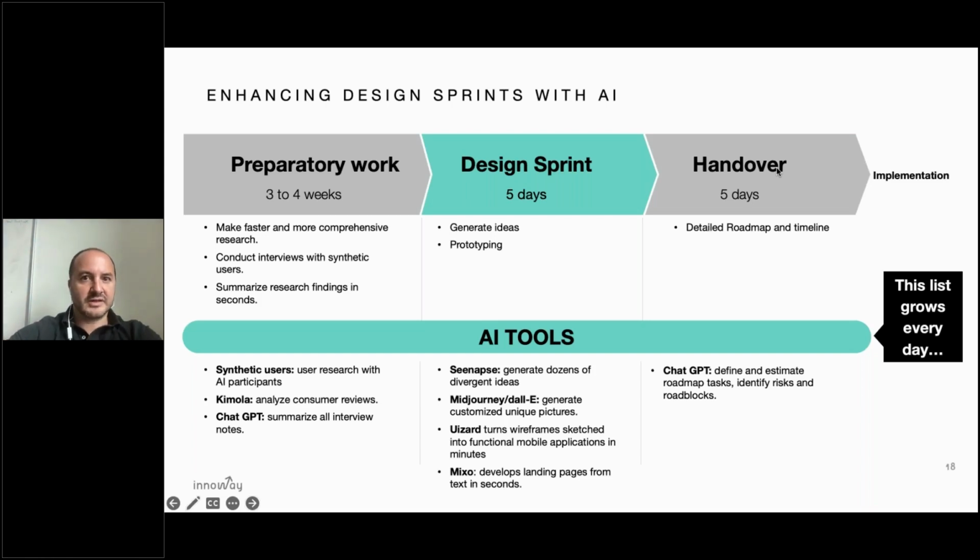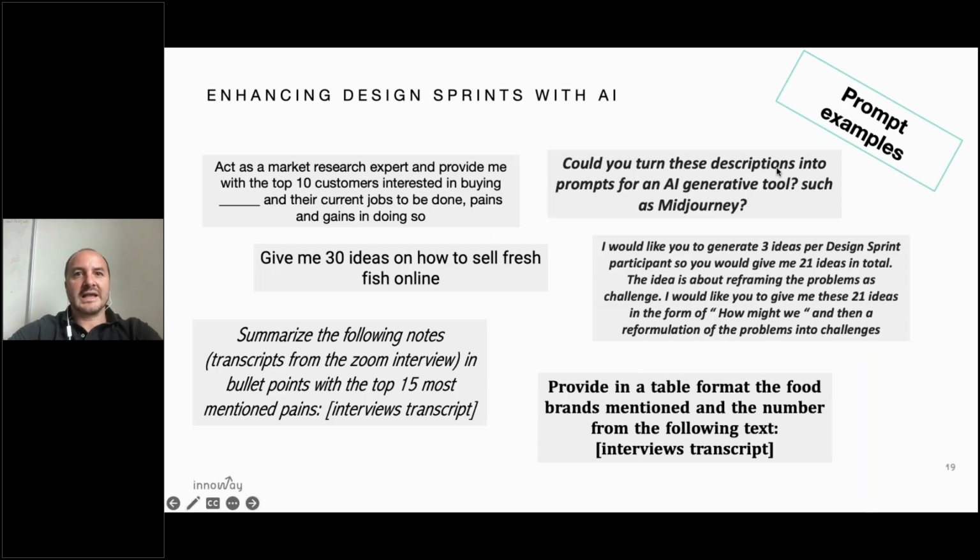Finally, for the handover, you can use ChatGPT to put together what is your roadmap, what are the risks, and what are the roadblocks. And the rest will come. And this is what I wanted to highlight: the key to using AI is how you use the prompts. Here are some examples. I don't want to go through all of them, but you can even ask ChatGPT to turn the descriptions into prompts that you can use for Midjourney. And that's how the different tools are connecting.